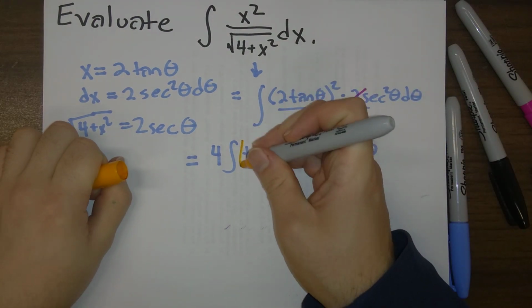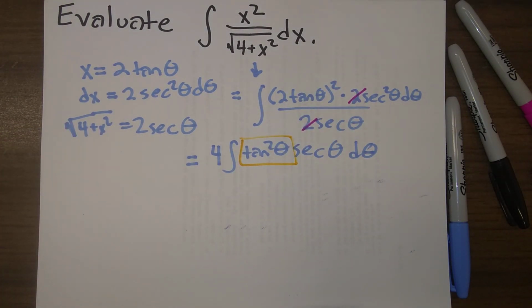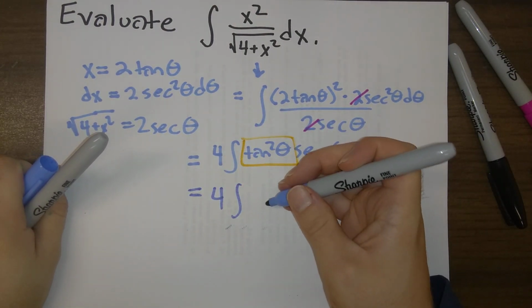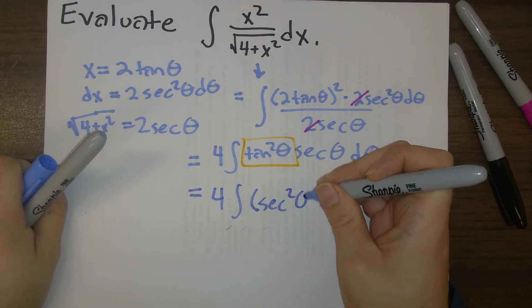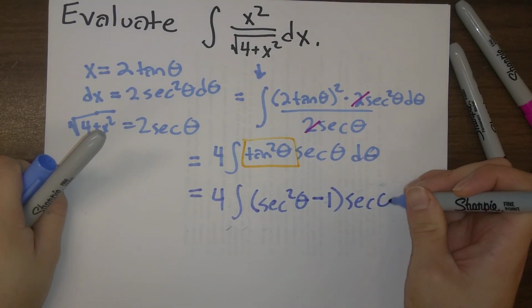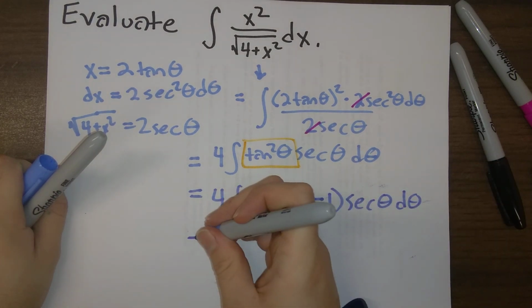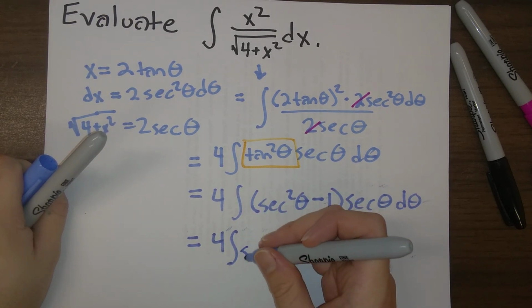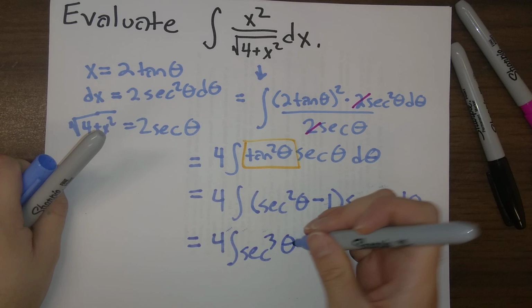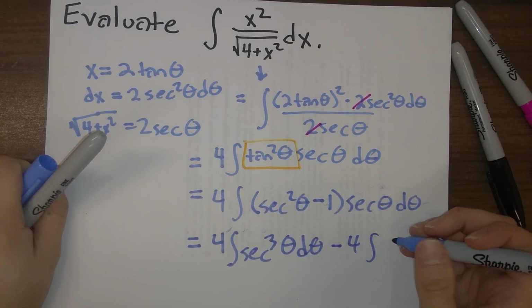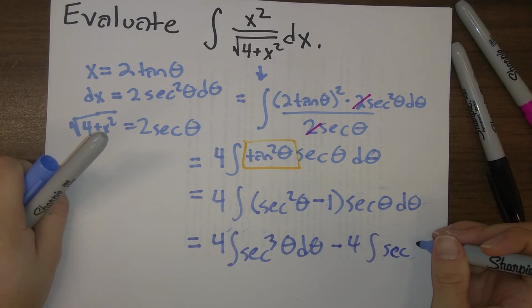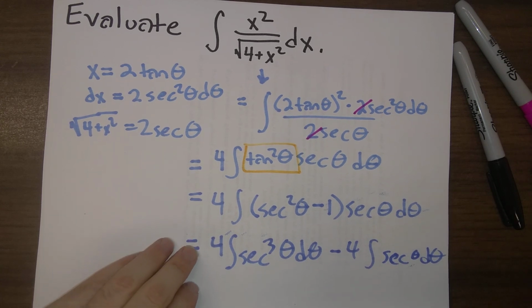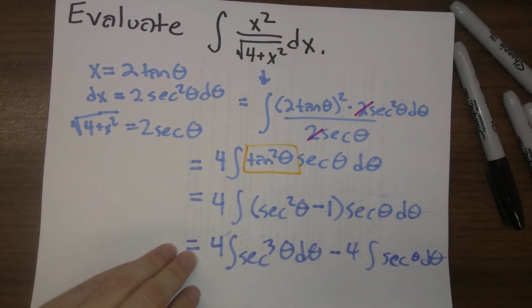The best thing for us to do would be to take our tangent squared theta and replace it with secant squared theta minus 1. And so now this is the integral we have to do, and we can split this up into 2 separate integrals: 4 times the integral of secant cubed theta d theta minus 4 times the integral of secant theta d theta. Okay, so this is where we are. We have 2 integrals to do.